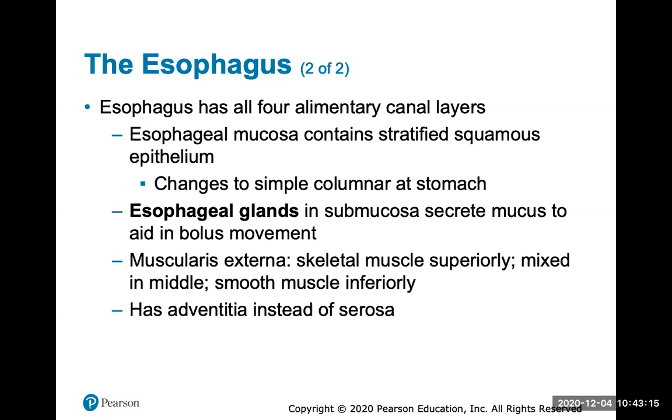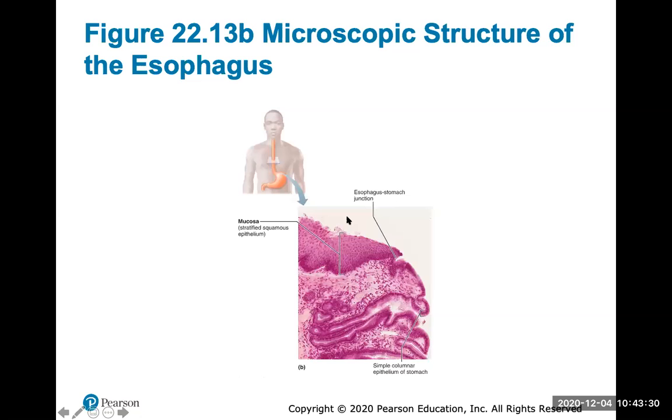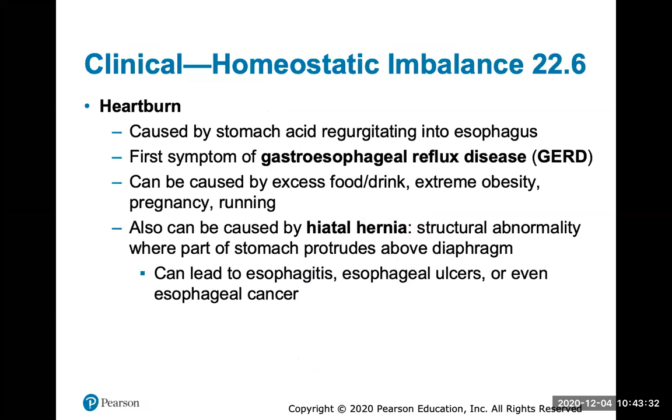Esophageal glands will secrete mucus to aid in the movement of bolus, and you have different muscular walls to help move the bolus of food down as well. So you can see here the 4 different tunics or layers of the GI tract of the stomach, and how they squeeze the food down so it'll be a flattened tube.